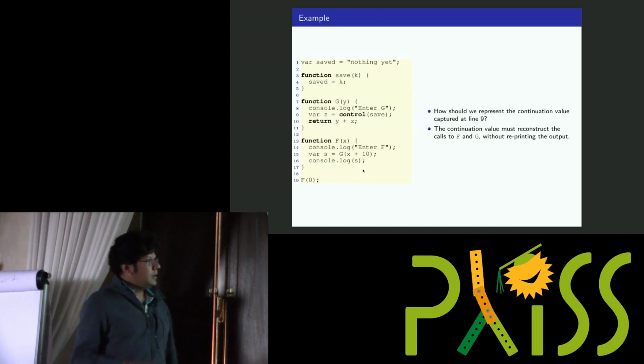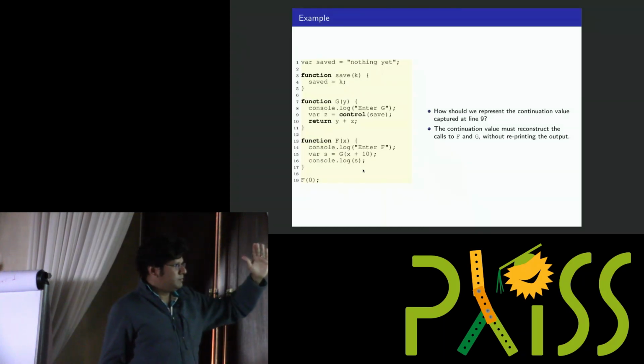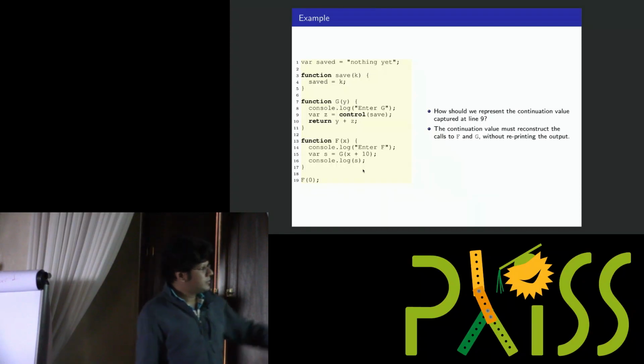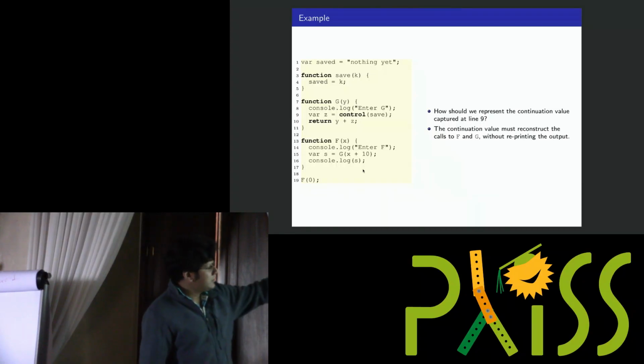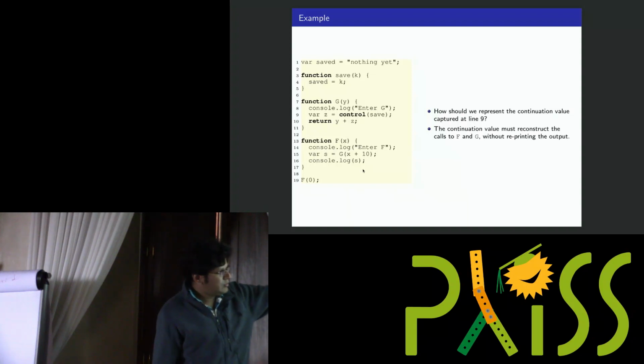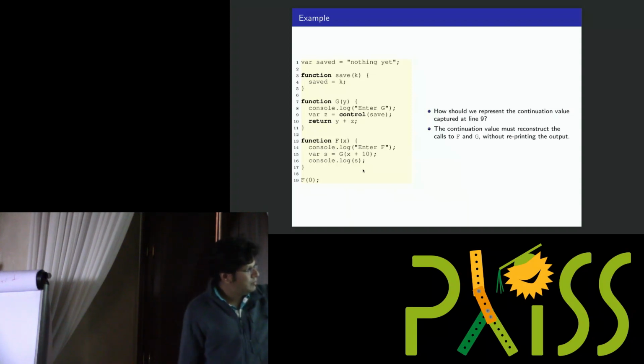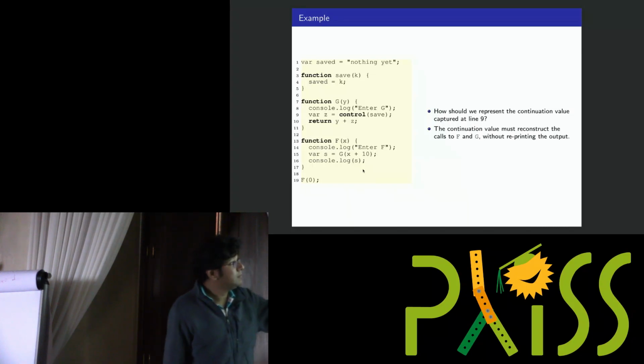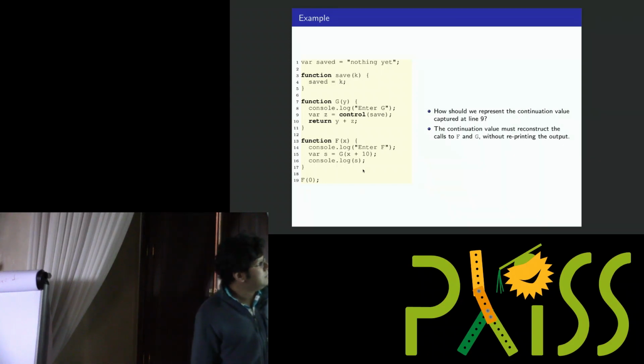Okay, so let's start by talking through this function that does some continuation capture. We'll use this as a running example. So what are we doing? We're calling the function f applied to 0. So here's f. We print enter f. Then we apply g to x plus 10. So then we go into g, we print enter g. Then we, I guess the sum is pointless, whatever.